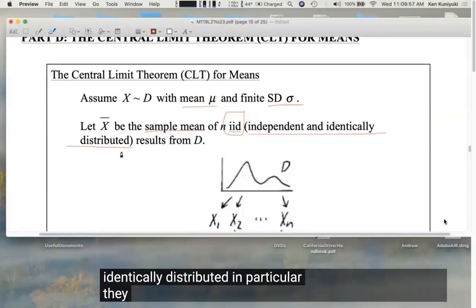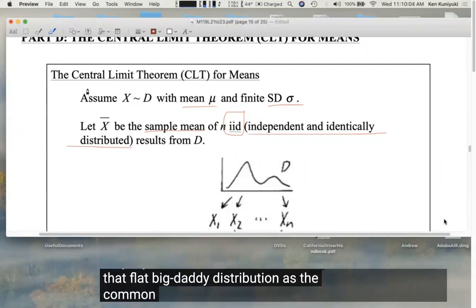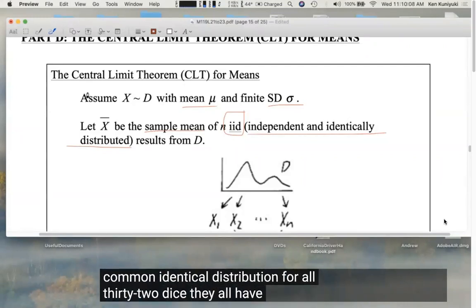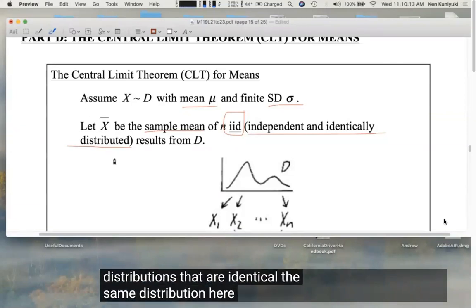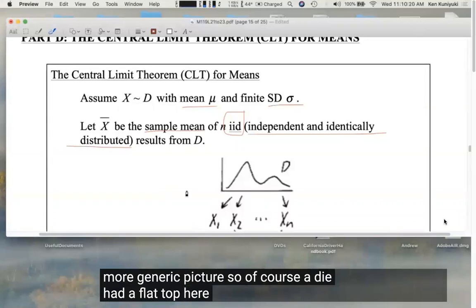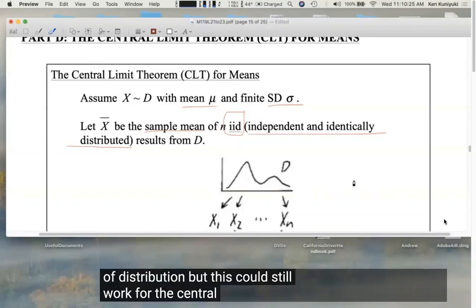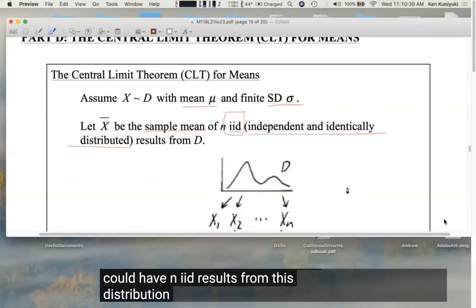In particular, each die has that flat Big Daddy distribution as the common identical distribution for all 32 dice. They all have distributions that are identical, the same distribution. Here I'm drawing a more generic picture. So of course, a die had a flat top. Here we have a more messed up distribution, but this could still work for the central limit theorem. We could have n IID results from this distribution over here.